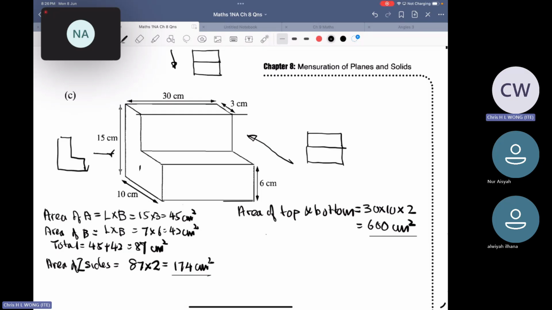Underline. Now what else? Area of front and back. Somebody give me, please. 30 times 15, correct. 15 times 3 is 45, so 450. Times 2, isn't it? 450 times 2, 900.